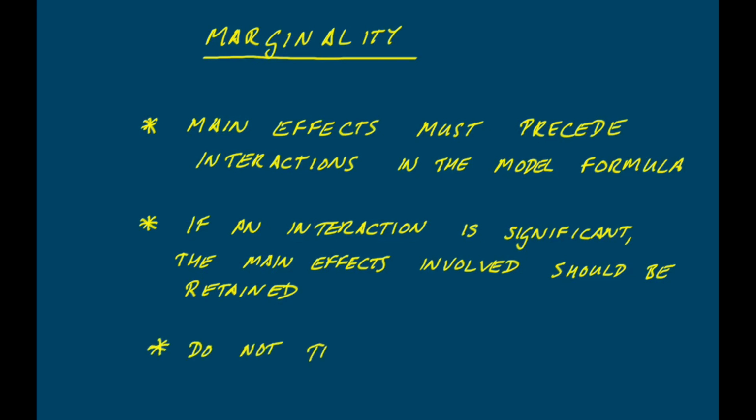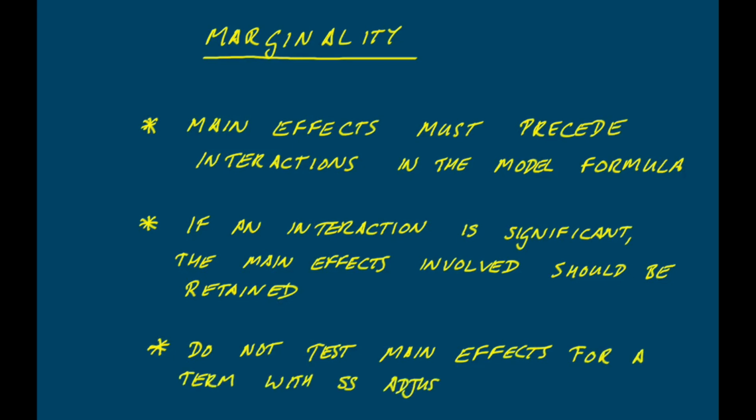And finally, you shouldn't really be testing your main effects for significance when you've got a statistically significant interaction term. This kind of makes intuitive sense. If the effect of one factor depends on the level of another factor, then asking whether there's an overall effect of that factor starts to become a bit meaningless. So statistical tests for main effects, when those main effects are also included in an interaction term in your model, are a bit meaningless, and we want to avoid them if we can.